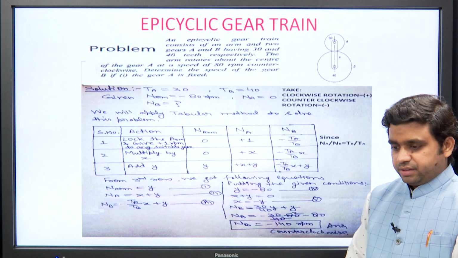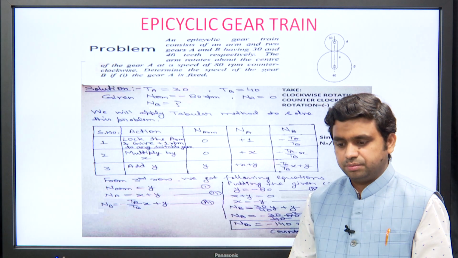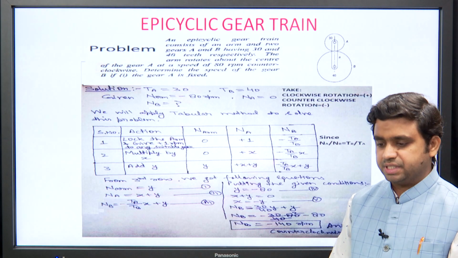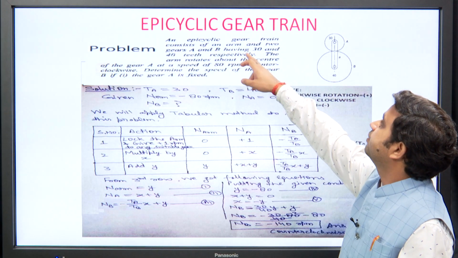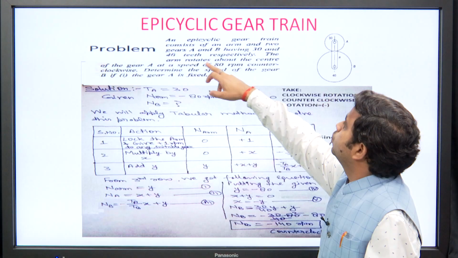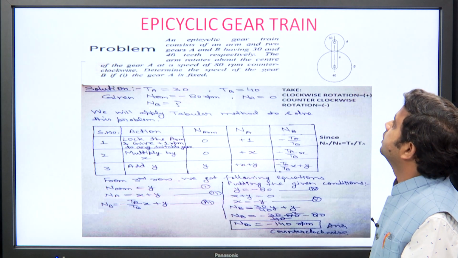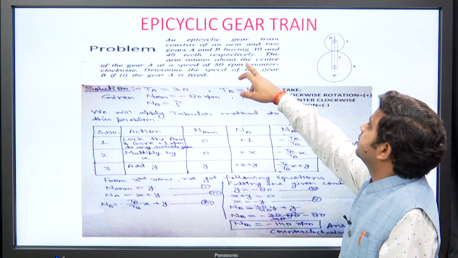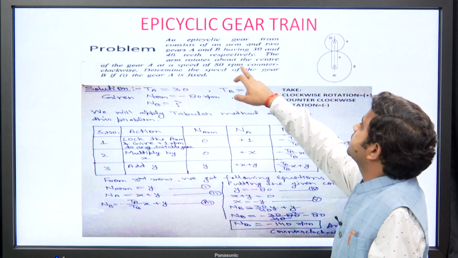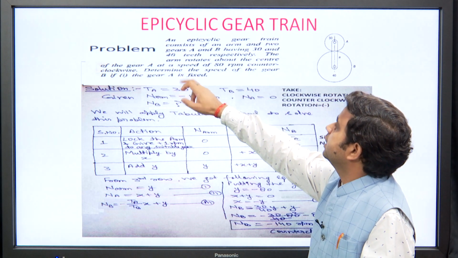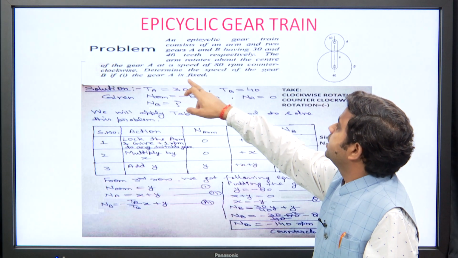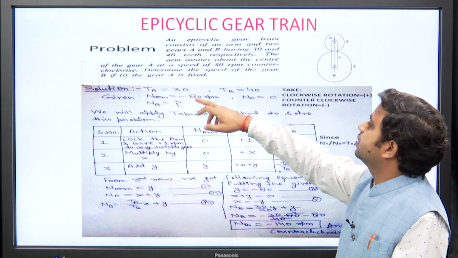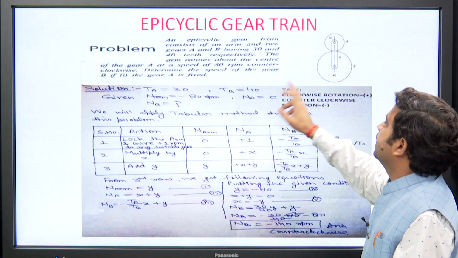Now, quickly let us try to solve this problem based on the epicyclic gear train. This is the problem. An epicyclic gear train consists of an arm and 2 gears A and B having 30 and 40 teeth respectively. The arm rotates about the center of gear A at a speed of 80 rpm counterclockwise. Determine the speed of gear B if gear A is fixed.